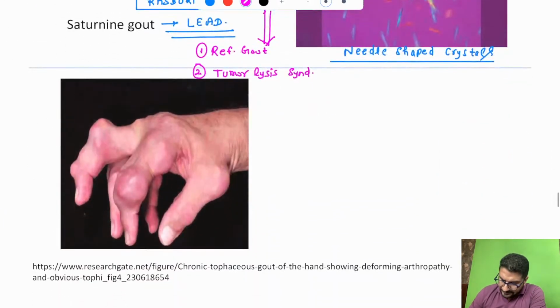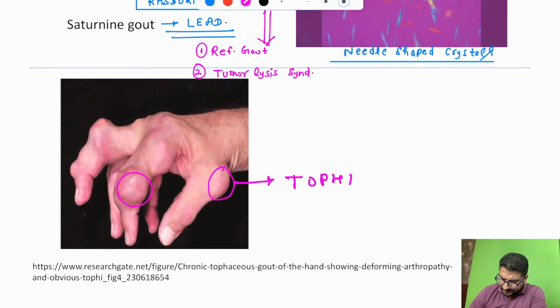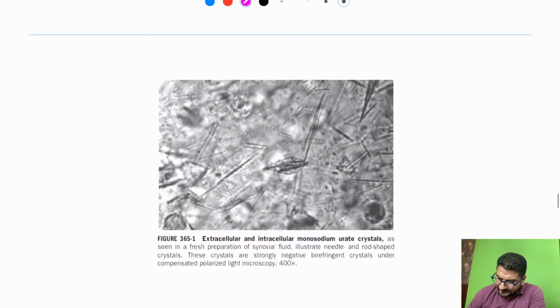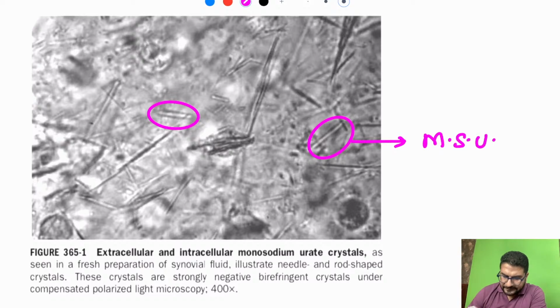You can see these are the tophi. Tophi can form anywhere in the body. This is an advanced form of gout, and it is called tophaceous gout. Mainly you will see them at the olecranon, but you can see tophi anywhere. These are the needle shaped crystals which are negatively birefringent, and sometimes they ask what these crystals are made of. They are made up of MSU, monosodium urate crystals.